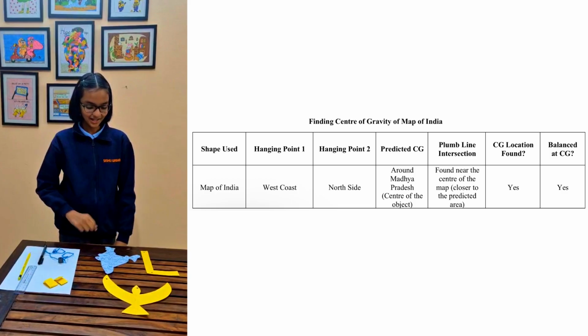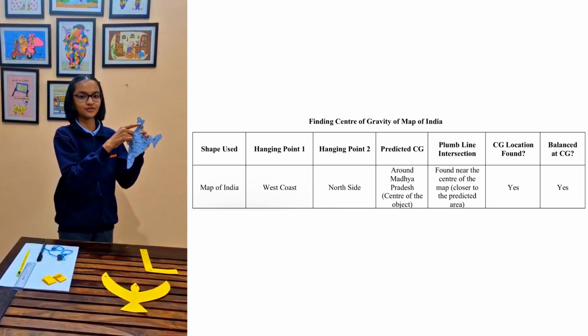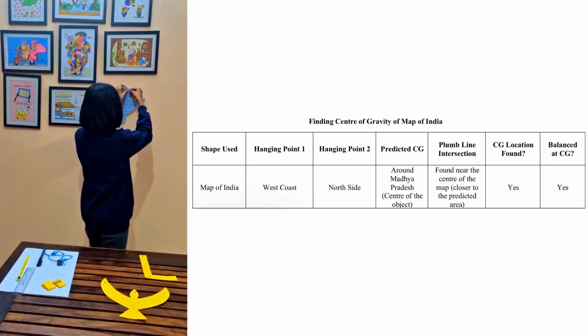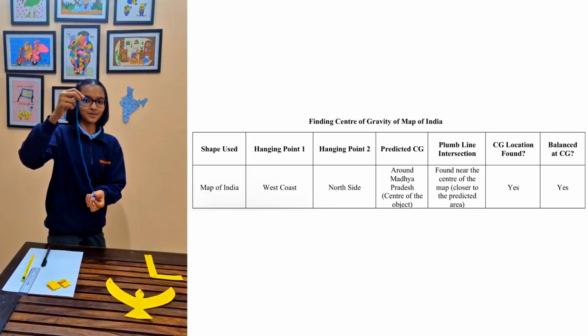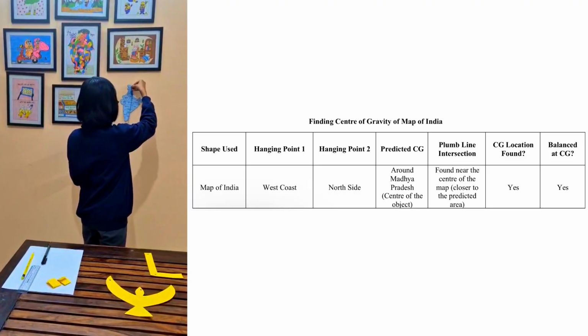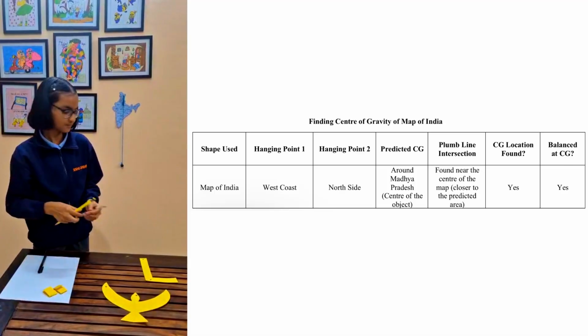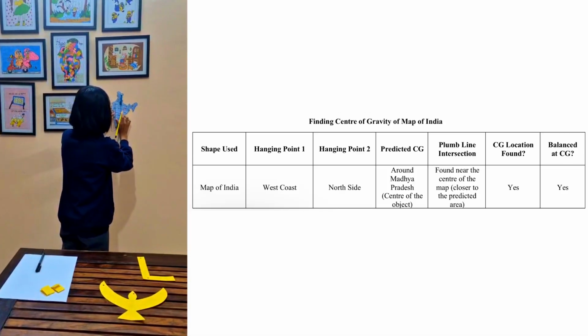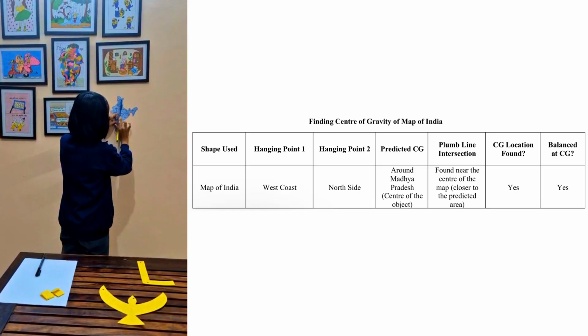Let's begin. Let us take the map of India and hang it on the nail of the wall with one of its punched holes. Let us suspend the plumb line from the nail. Let it rest. At the point where the plumb line settles, let us draw a line.